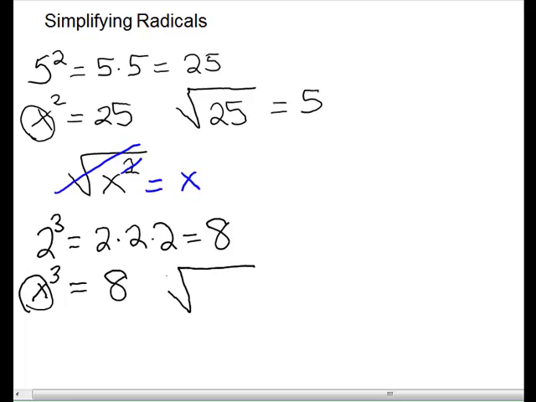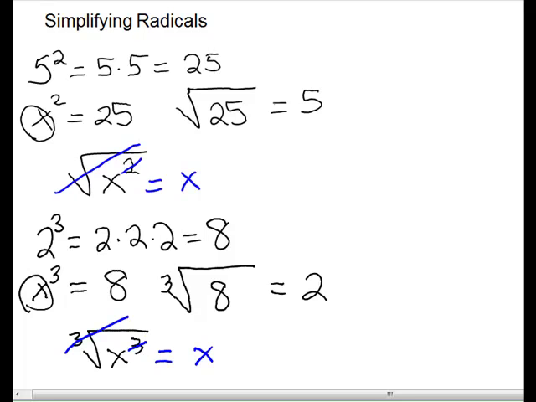Your symbol is a radical and it has a little number here, your index or your root. The 8 is underneath and the answer is 2. 2 is what goes times itself 3 times to give you the 8. If we have the cube root of x cubed, the radical symbol and the exponent will cancel each other to leave you just x.